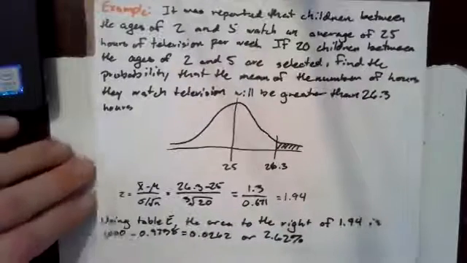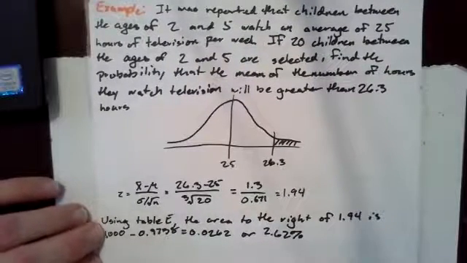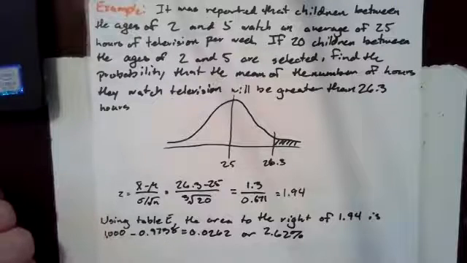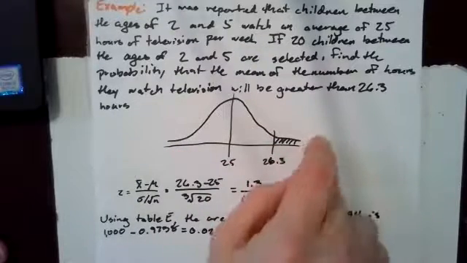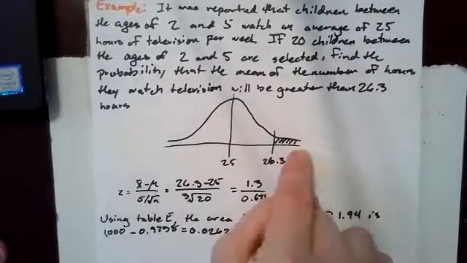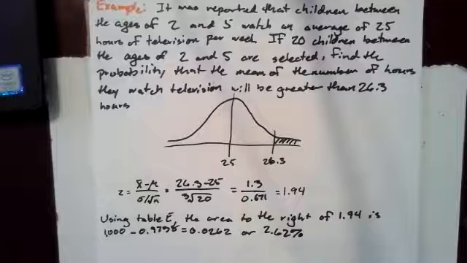It was reported that children between the ages of 2 and 5 watch an average of 25 hours of television per week. If 20 children between the ages of 2 and 5 are selected, find the probability that the mean of the number of hours they watch television will be greater than 26.3 hours. So here is our normal distribution, and this is the part of it we're looking for, this tiny part over here.